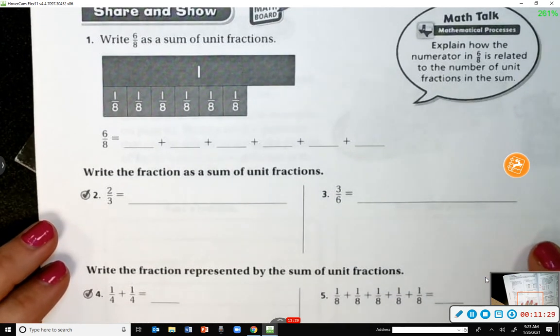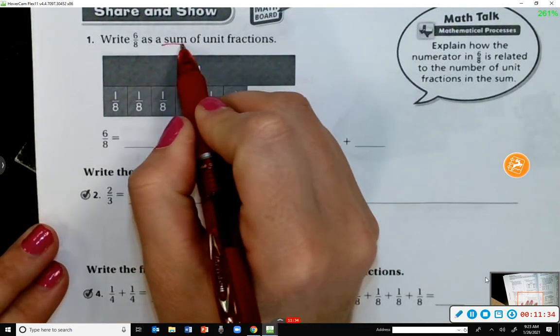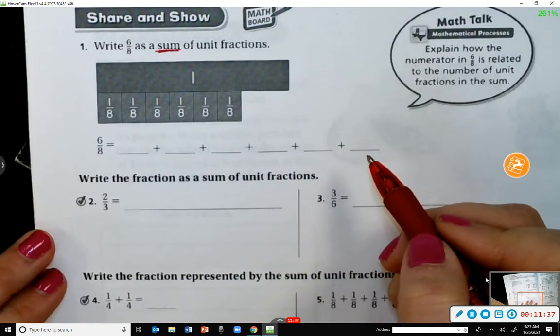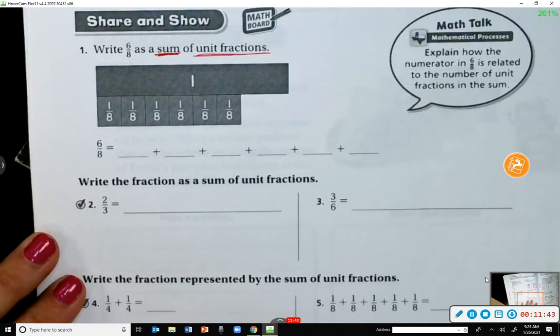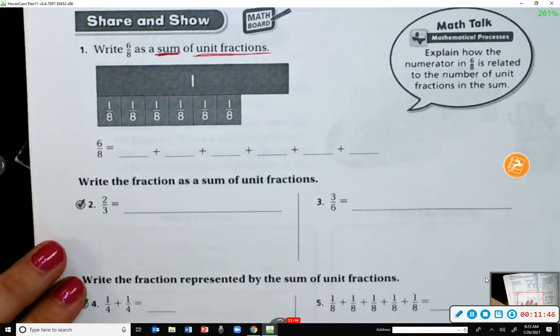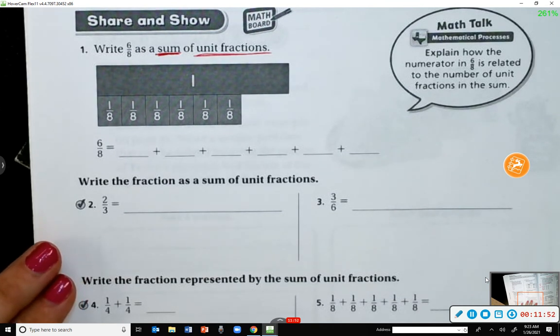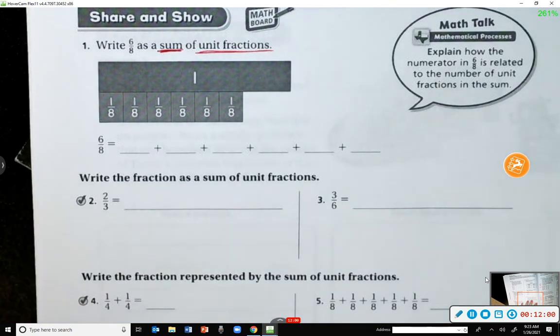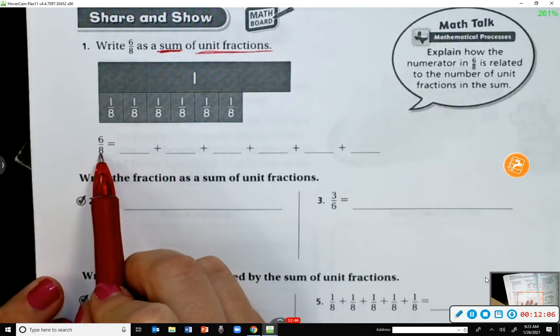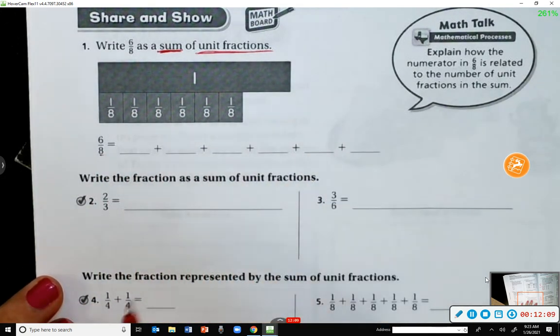Number 1, write 6/8 as a sum of unit fractions. So let's go over those words again. What does sum mean? The answer to an addition problem. Add. Yes, sum means to add. Unit fraction is? Allie, what's a unit fraction? A unit fraction is a fraction with 1 on the top, right? Okay. So all we're doing is taking 6/8 and breaking it up into 1/8.